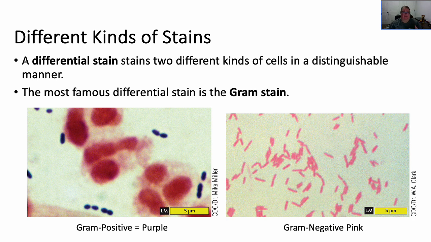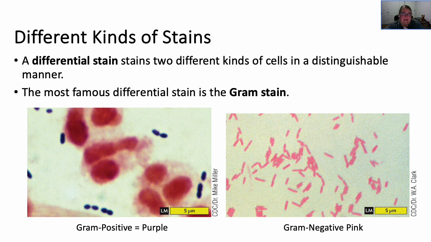Okay, so a simple stain is when we use one dye. Now, frequently we have samples that have a mixture of microbes in them or a mixture of bacteria. So we need to be able to stain them in such a way that we can tell the difference between the different types. Now, this is where a differential stain comes in.